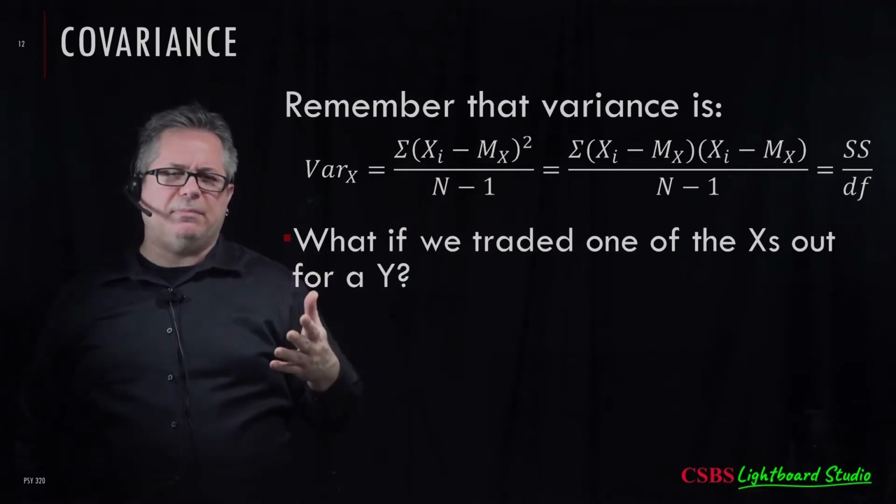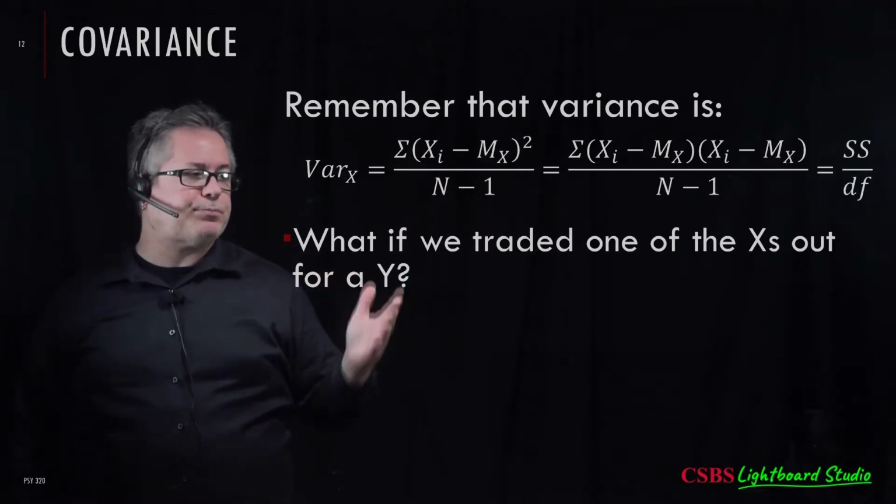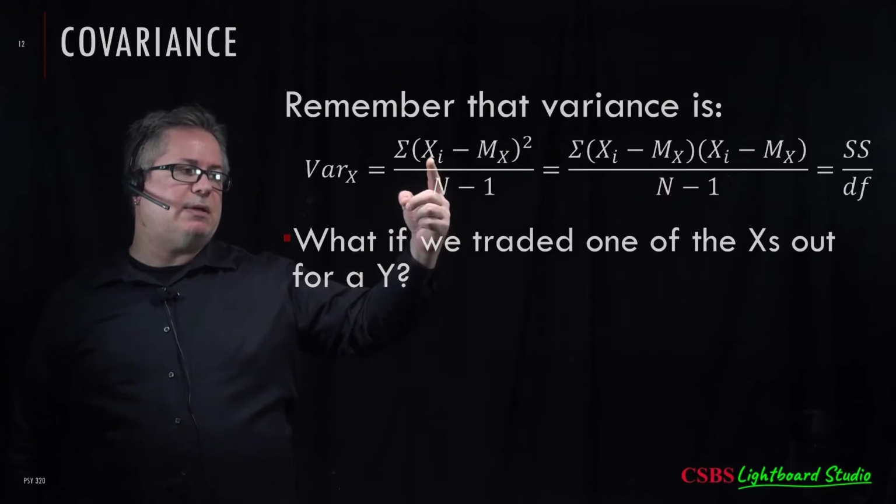But how do we have another variable involved in there? Well, another way of thinking about this is instead of squaring, right?